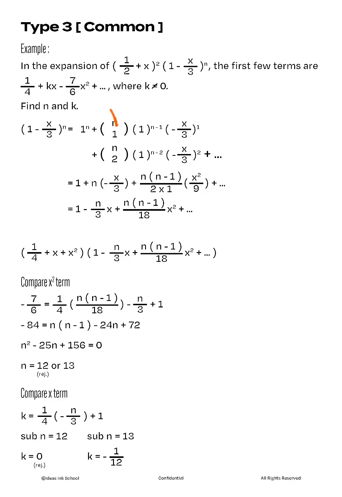But how do we get the x squared term? We can take the 1/4 from the left bracket multiplied by the x squared term on the right bracket, which is n minus 1 over 18. Next, we can take the x term from the left bracket multiplied by the x term of the right bracket. So we take the coefficient 1 multiplied by minus n over 3. Last, we can take the x squared term from the left bracket multiplied by 1 on the right bracket. So all of this will get us the x squared term.